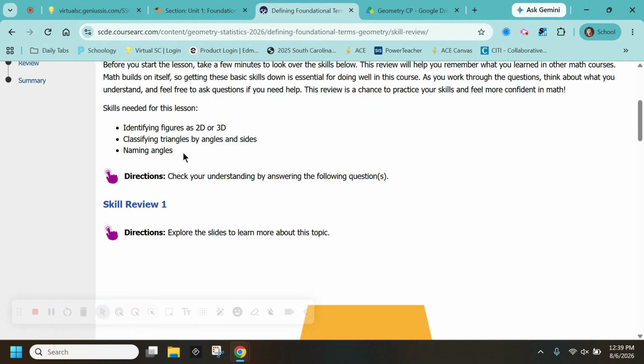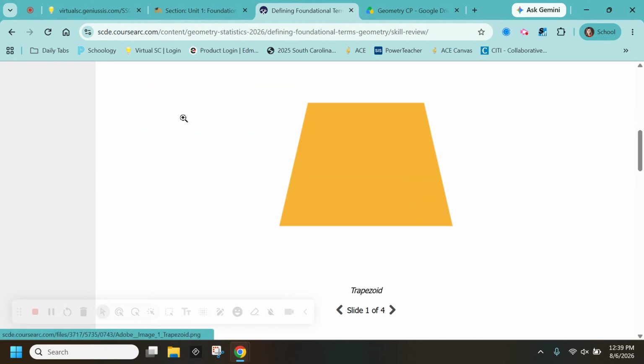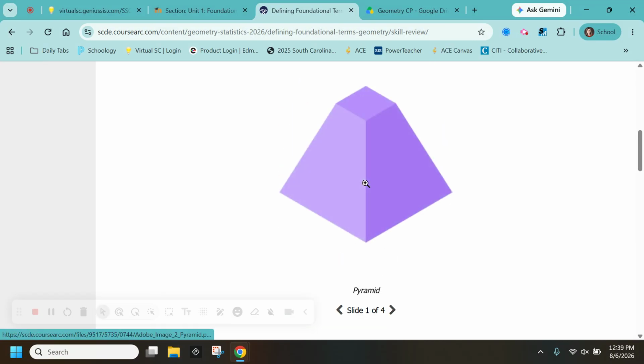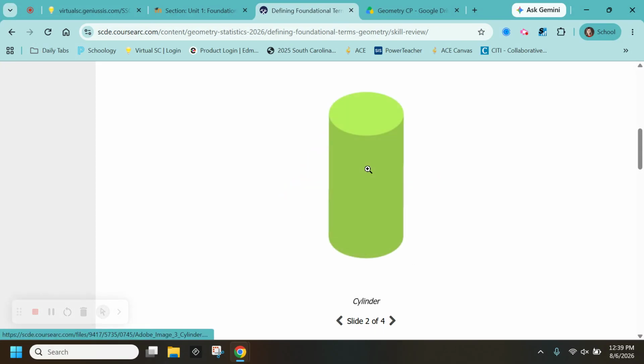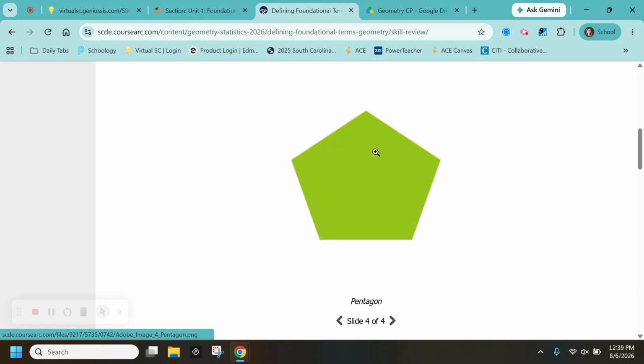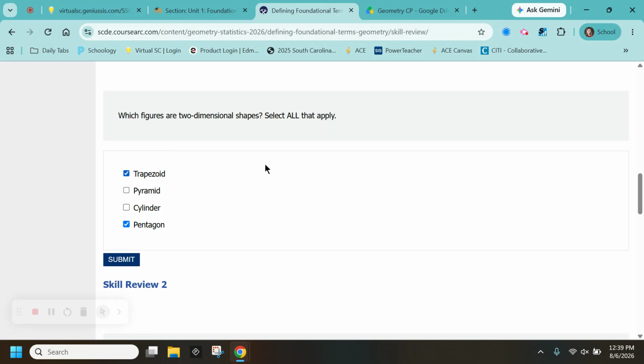Skills needed for this lesson: being able to identify figures as two-dimensional or three-dimensional, classifying triangles by their angles and sides, and then naming angles. So skill review 1. We have this shape here that is a trapezoid. Next up we have a pyramid, a cylinder, and a pentagon. So of those shapes, which figures are two-dimensional? That would be the trapezoid and the pentagon.